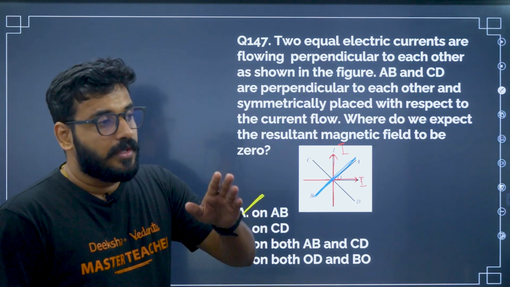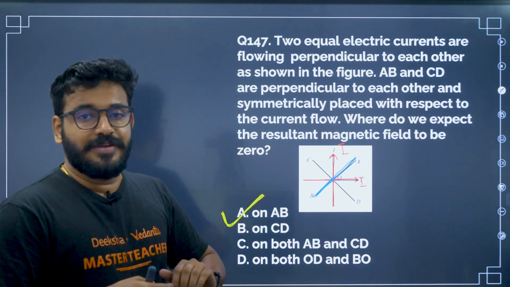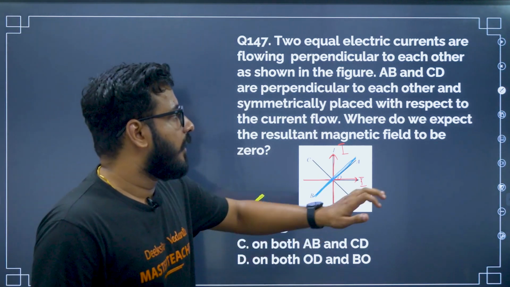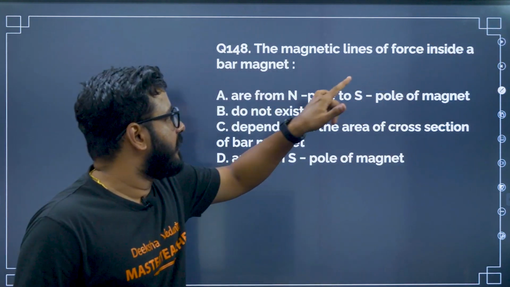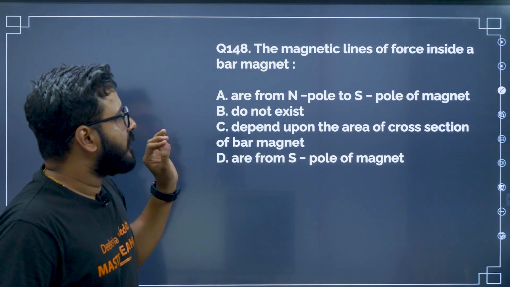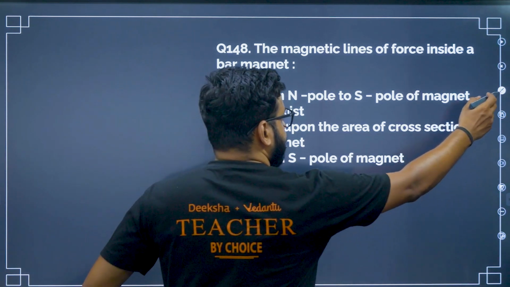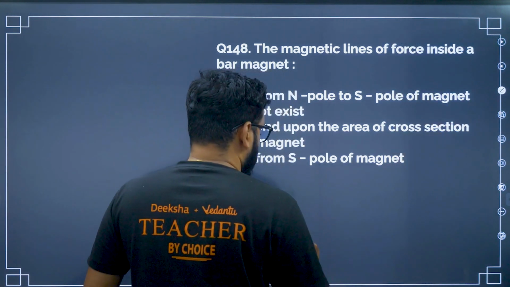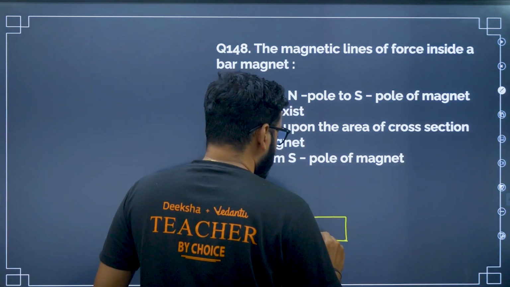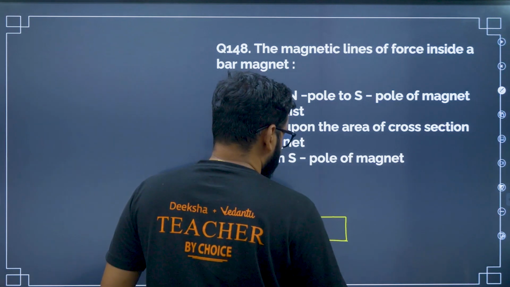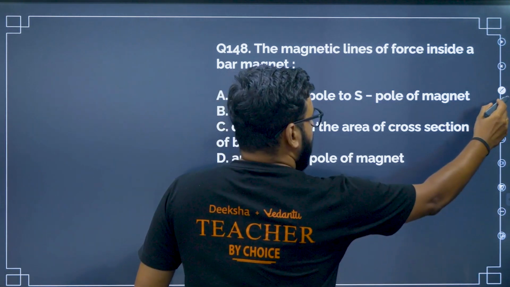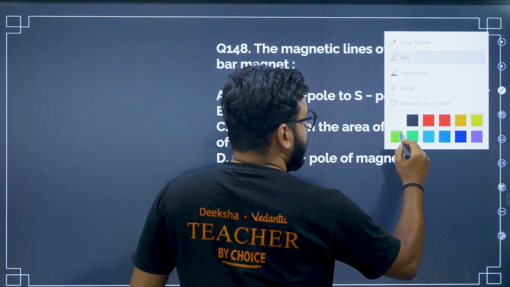Just think straight. Where is the current going? How is the magnetic field cancelling out each other? Then you will get it. Let's look at the next question. The magnetic field lines of force inside a bar magnet are very simple here. You have a bar magnet like this. It has north and south. This is north, this is south, and the magnetic field lines are emanating from it.